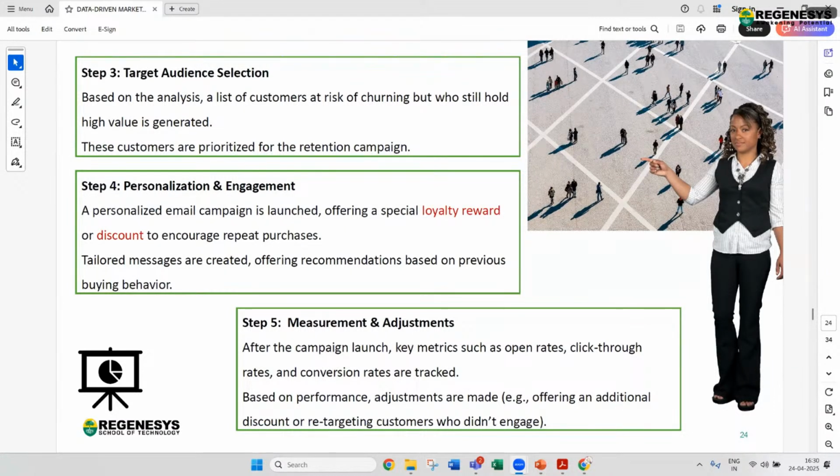After the campaign was launched, they tracked three main key metrics: click-through rates, open rates, and conversion rates. They measure all of these, and after measurement they see the performance. Are we supposed to retarget the customer, or is the customer interested and not going to leave? After all these steps, we can see the result for that particular company. Next slide, please.